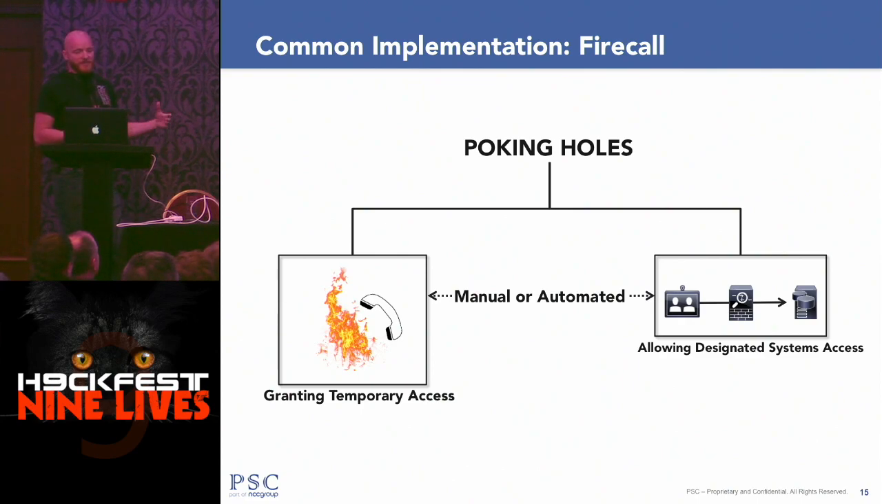So maybe this takes the form of submitting a request to IT, and they change your network ACLs, or maybe something a little bit fancier. We have an application that makes dynamic firewall rule changes, some mixture somewhere in between those.